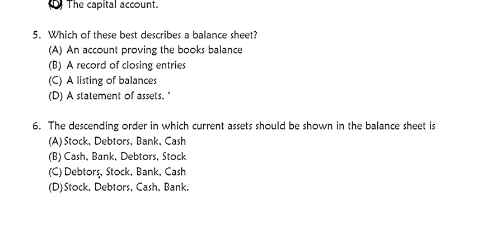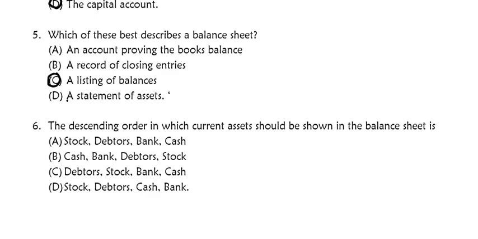Which of these best describes a balance sheet? An account holding the book's balance? No. A record of closing entries? No. A listing of balances? Yes. Statement of assets? No. So when we look at all the options given, it is C that best describes a balance sheet. A listing of balances for assets, liabilities, and equity. We do that listing in the balance sheet.